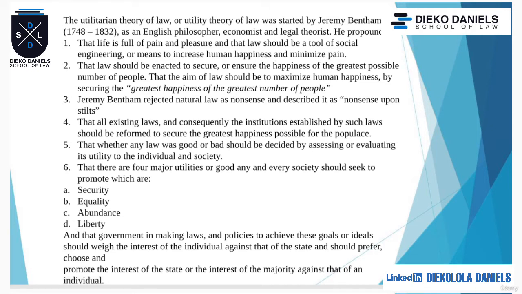He propounded, number one, that life is full of pain and pleasure, and the law should be a tool of social engineering or a means to increase human happiness and minimize pain. Also, he said that the law should be enacted to secure or ensure the happiness of the greatest possible number of people. The aim of the law should be to maximize human happiness by securing the greatest happiness of the greatest number of people. Now, Jeremy Bentham rejected natural law as nonsense and described it as nonsense upon stilts.